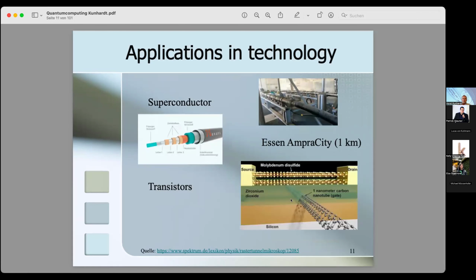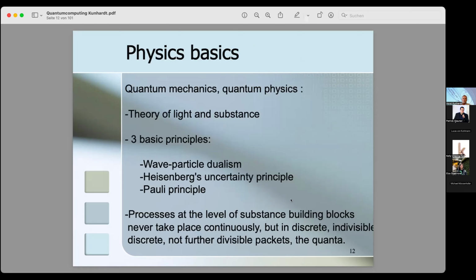And a lot of applications in medicine are based on quantum technology. So the superconductor or transistors already use quantum effects. And in the German city of Essen, we have superconducting elements to transfer electricity over a distance of 1 kilometer. So you can see applications are all around us, and we have to look closely at these technical developments, and mostly they are on the basis of quantum theory.